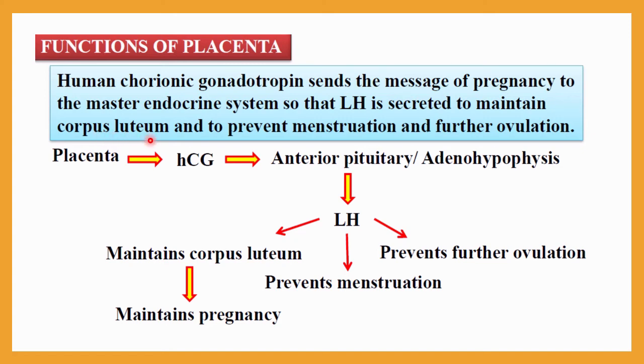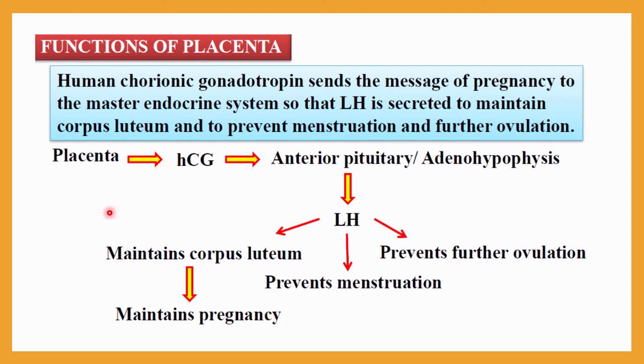Why is maintenance of progesterone important here? Because if progesterone is there, then it will prevent the menstruation and further ovulation. So at that time, all the process of menstruation and further ovulation will be stopped under the effect of the corpus luteum secretion, and that is progesterone. And in this way, maintenance of the pregnancy will be done, means maintain the pregnancy.